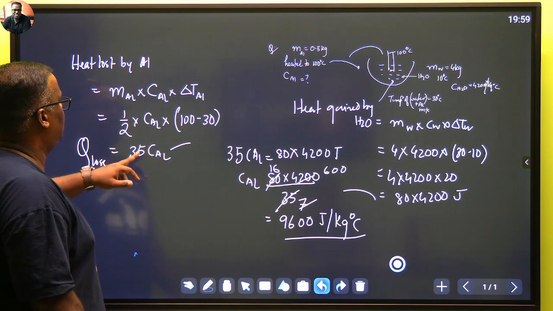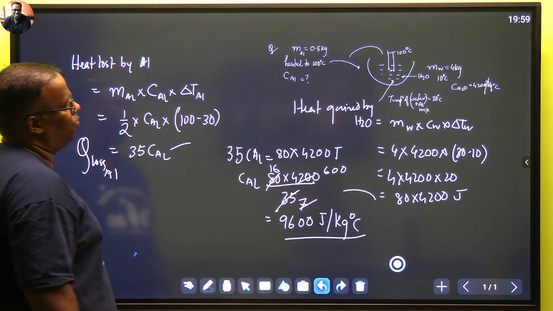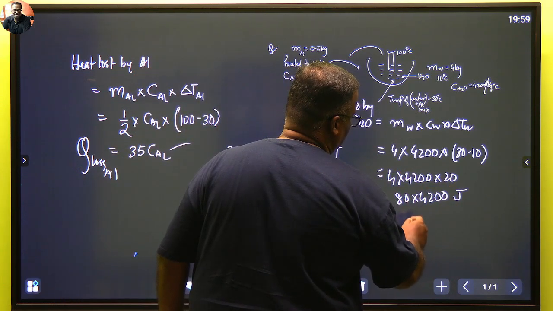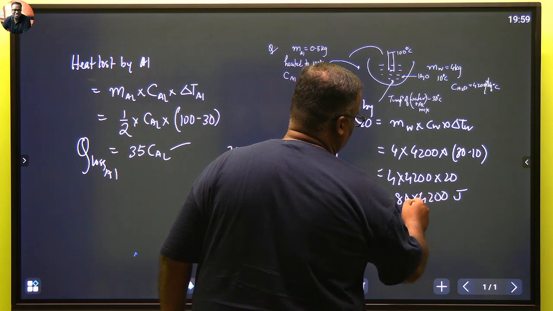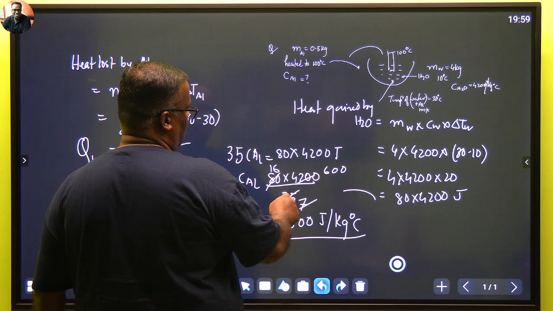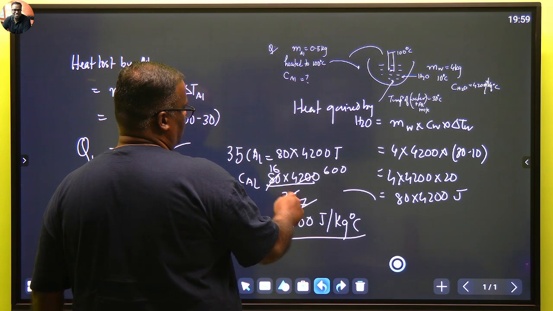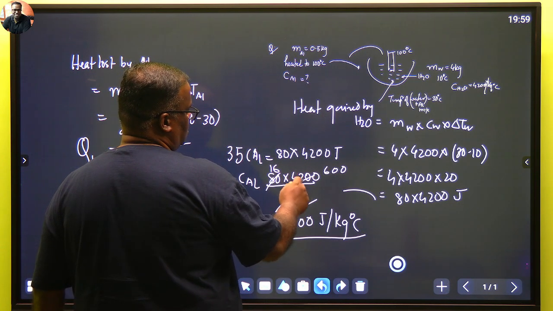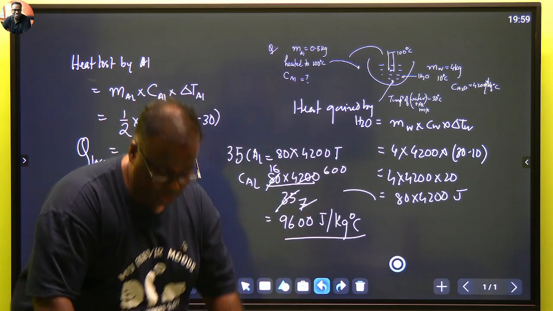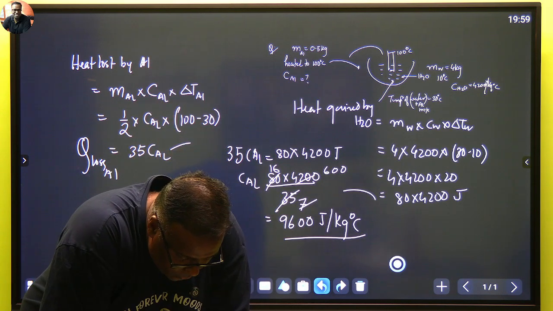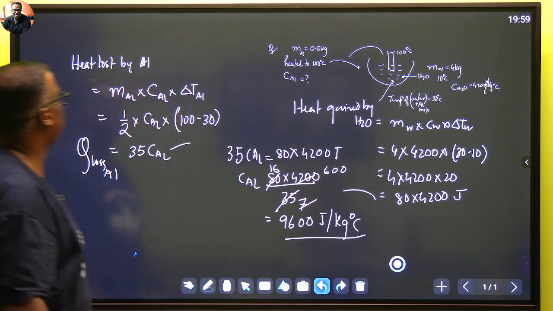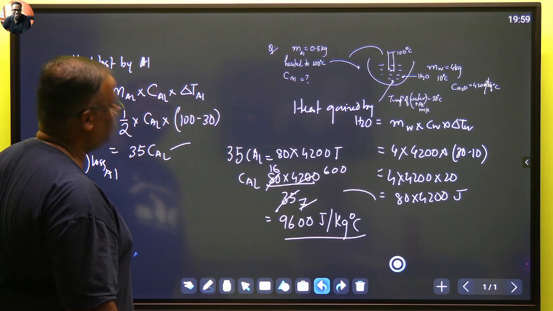Half into 70, 35 C. What did we do here? 4 kg multiplied by 4200. So 4 into 20 is 80. 4200. 80 into 4200 divided by 35. So 5 7s are 35, 16. Then 7 6s are 42, 600. 16 6s are 96. What happened? Where is the mistake? Oh, it is my mistake. Aluminium heated was 0.5. 0.5 is half. Correct.